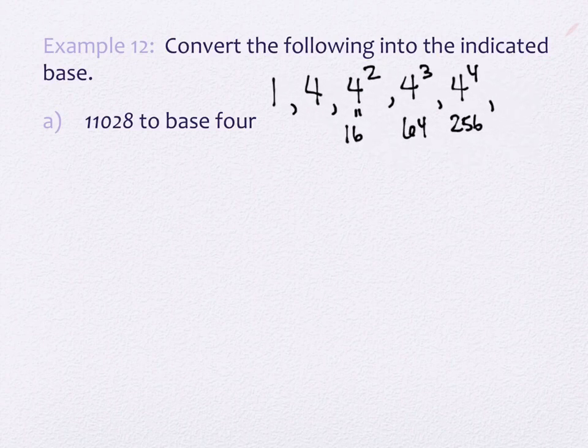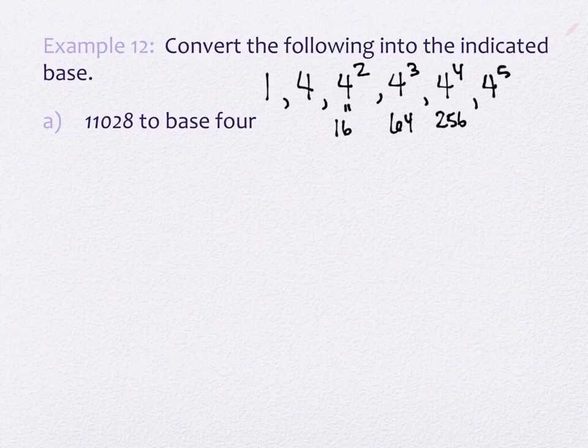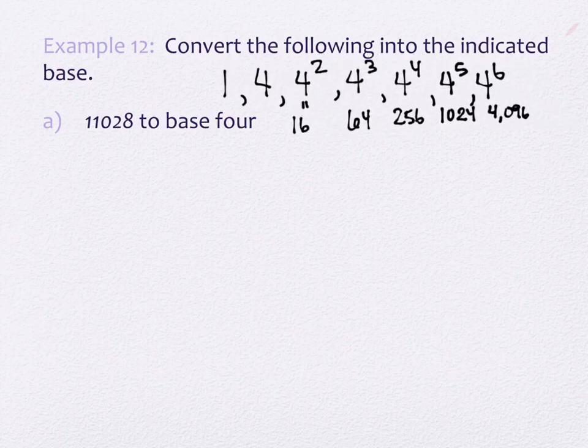After 4 to the 4th, we'd have 4 to the 5th, which is 1,024. And then we'd have 4 to the 6th. We were almost finished. What is that one? 4,096. And what happens if we get to 4 to the 7th? It's 16,384, because times 4. That's too big. Why is it too big? That's more than 11,000 we started with.